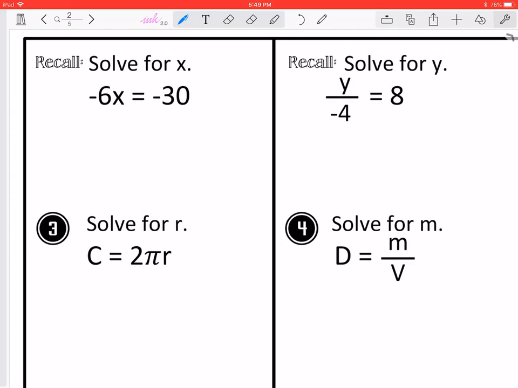Problem number 3 and 4. Here it gets a little bit more challenging, but honestly, not really. Okay, what's happening here in the first one, recall? Negative 6x is equal to negative 30. Now remember, this negative 6x, they're multiplying.